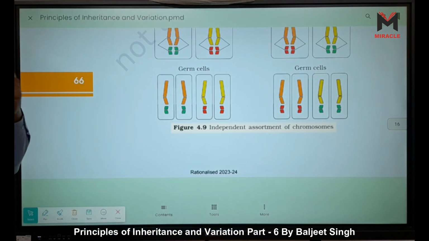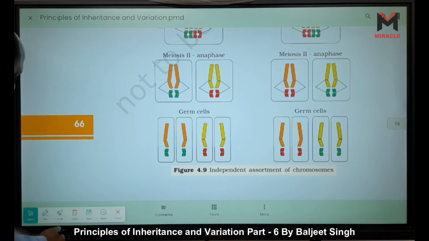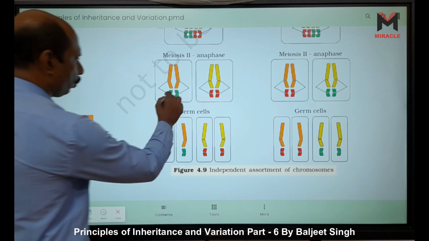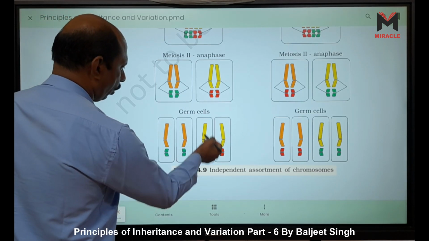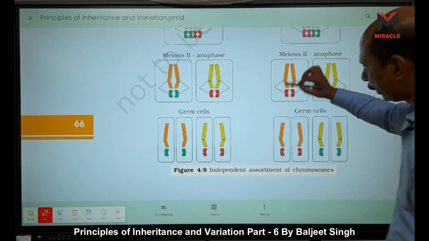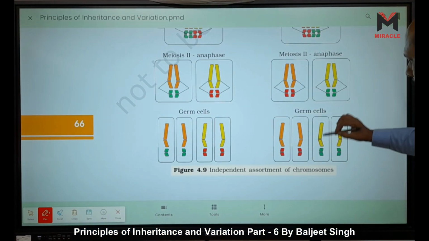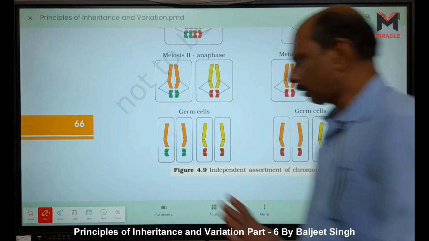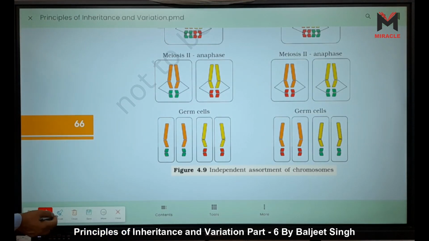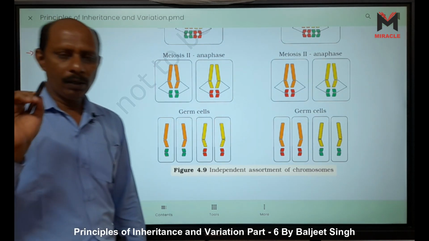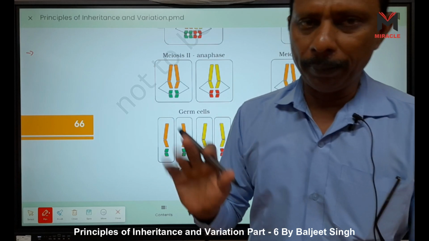Now the germ cells: these two form orange and green, orange and green, orange and red, orange and red. 4 daughter cells are formed. But here, orange and red, orange and red, and orange and green, orange and green. Independent assortment of chromosomes, simply I tell you here, you can understand. In case of independent assortment, what happens, look here, for linkage.